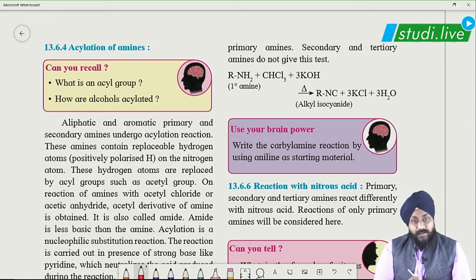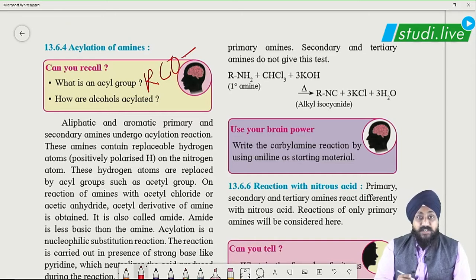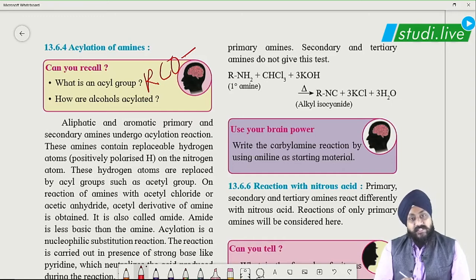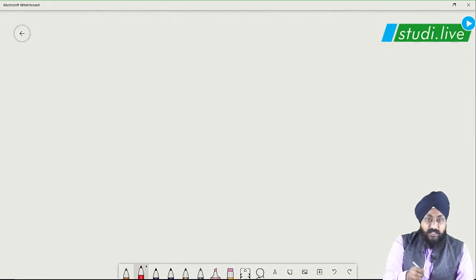So students, here we are going to talk about acylation of amine. Now what is this acyl group, students? RCO is your acyl group. Now when the hydrogen atom present on the nitrogen atom of amine is replaced by an acyl group, you call that reaction your acylation reaction.